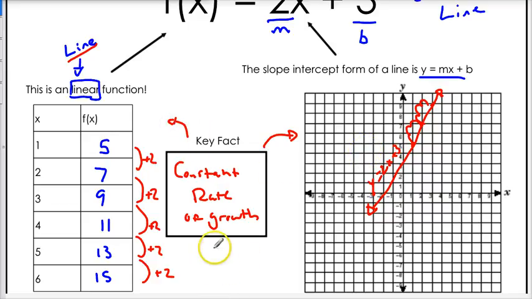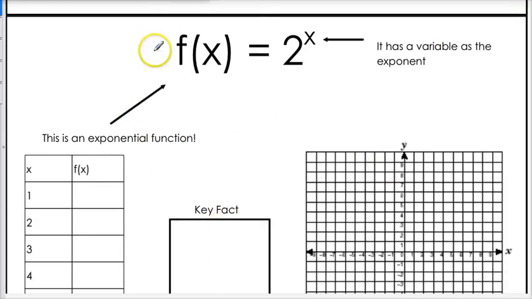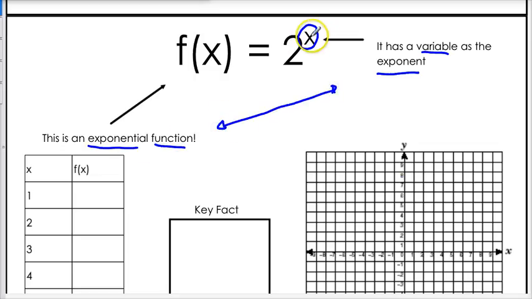So what do we know about lines? They have a constant rate of growth. Now let's look at exponentials, all right? This is an exponential equation. How do we know it? The key to knowing that it is an exponential equation is that it has a variable as an exponent. You see that? The x is an exponent here, and that makes it an exponential function. See how these two are connected? If it has a variable as an exponent, it is an exponential function.